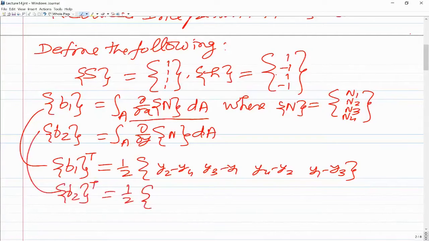Sir, can you please explain again that vector, what do those 4 rows represent? Are these the degrees of freedom? The rows correspond to 4 degrees of freedom, either w, theta x or theta y. Let's say we have 4 nodes in the element, and if we look at w, so w1, w2, w3, w4, these are those 4 rows.